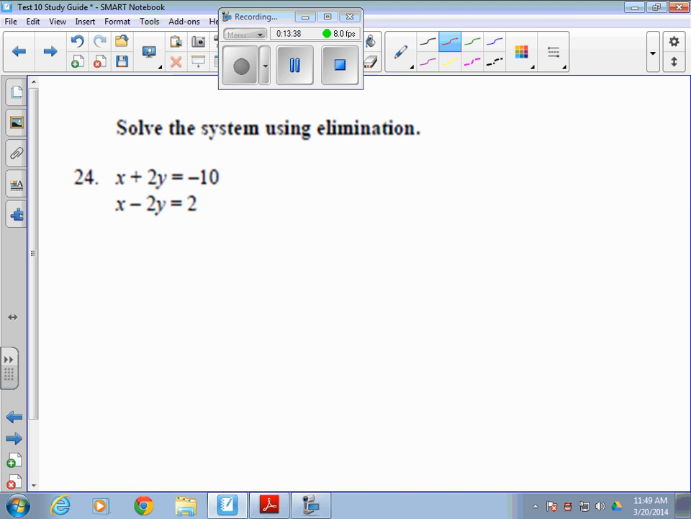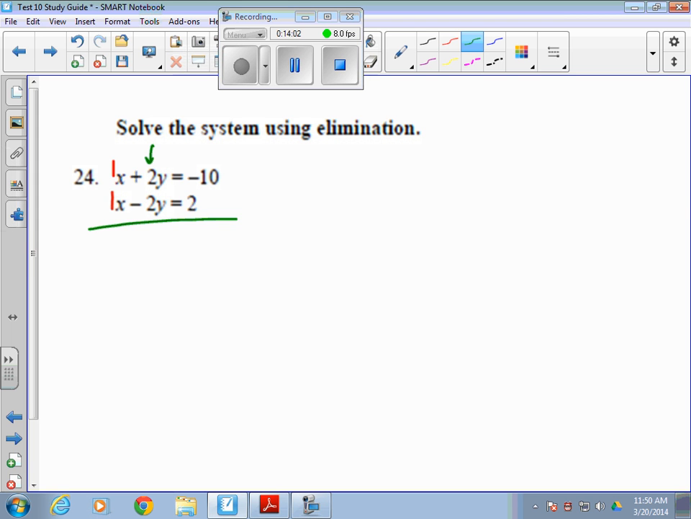25 says use this, solve this system with elimination. Check and make sure your x is on top of your x's, y is on top of y's, constants on top, equals in the same spot. Everything looks good. Also check to make sure your coefficients, at least one set of them, are opposite values. Our coefficients for x are both 1, and our coefficients for y are 2 and negative 2. So we have opposite values.